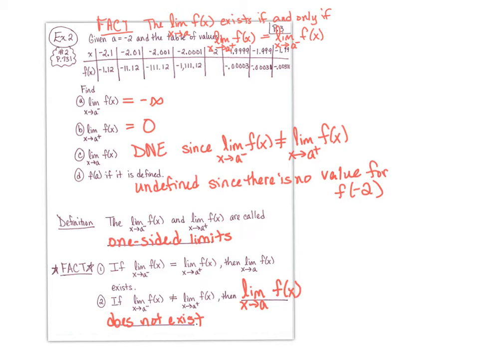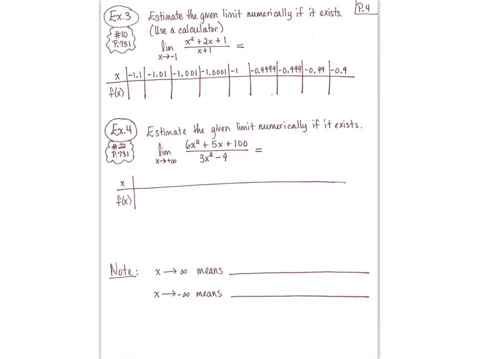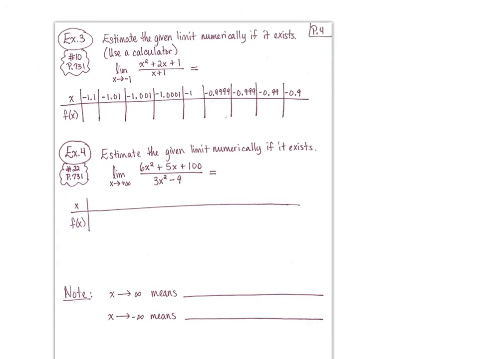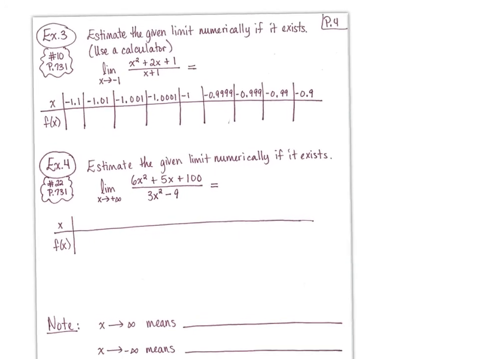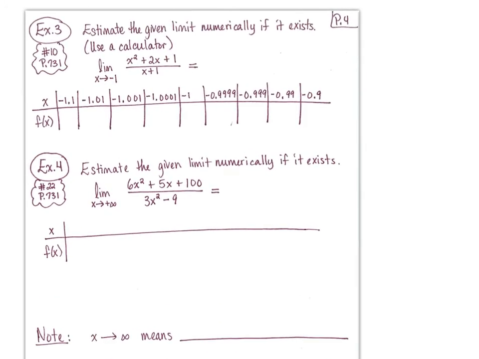For the next example, you will need your calculators. Feel free to use your calculator on your phone if you wish. Okay? So here, you need to estimate the given limit numerically if it exists. I've given you the function x squared plus 2x plus 1 divided by x plus 1, and I want you to find the limit as x approaches -1 of that function.